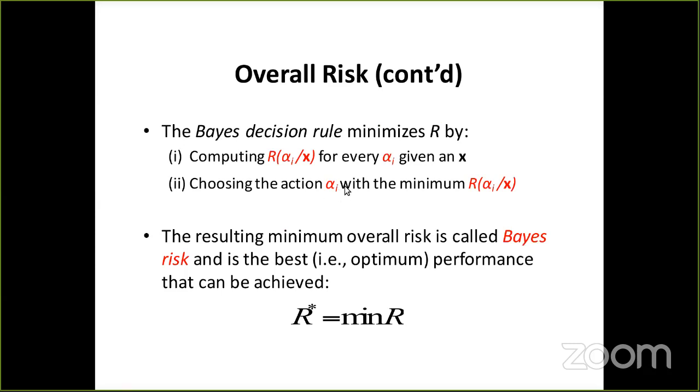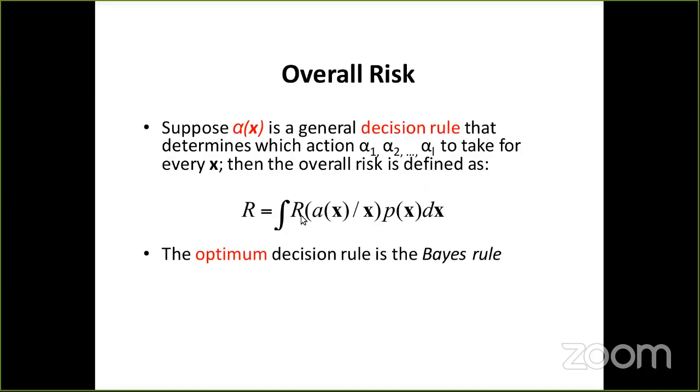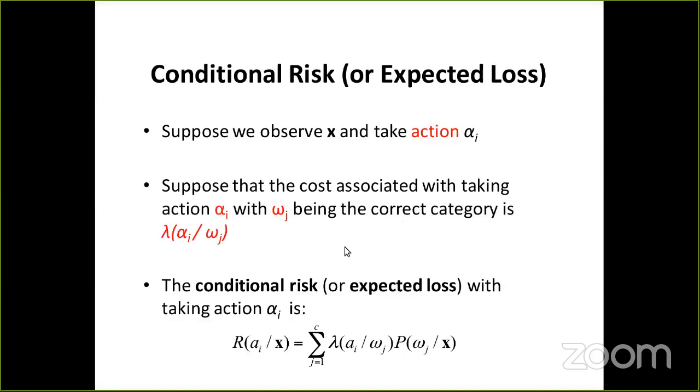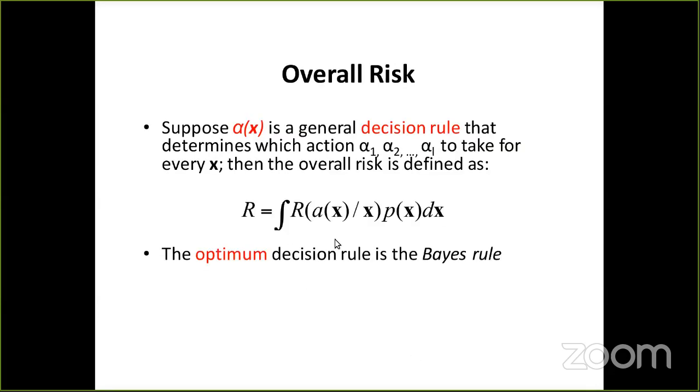Now we are claiming that Bayes rule gives the optimum decision in the sense that it minimizes the risk. When we use Bayes rule, it computes the risk of alpha i given x for every alpha i. First we obtain the risk using this expression, and then we sum up over all possible samples in our data set. So this will give us the overall risk.